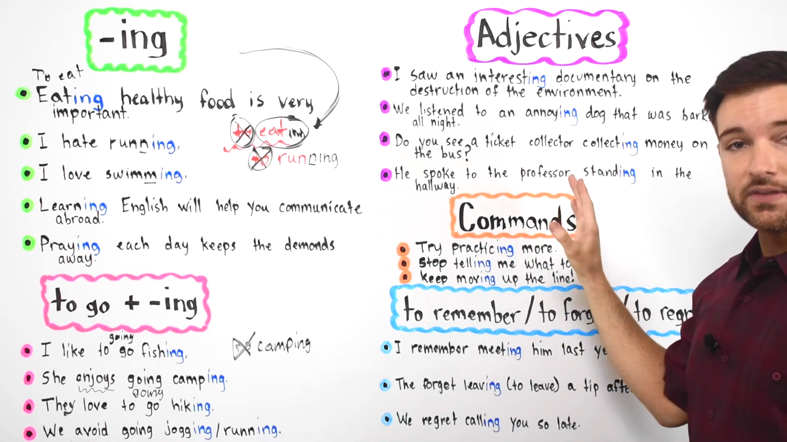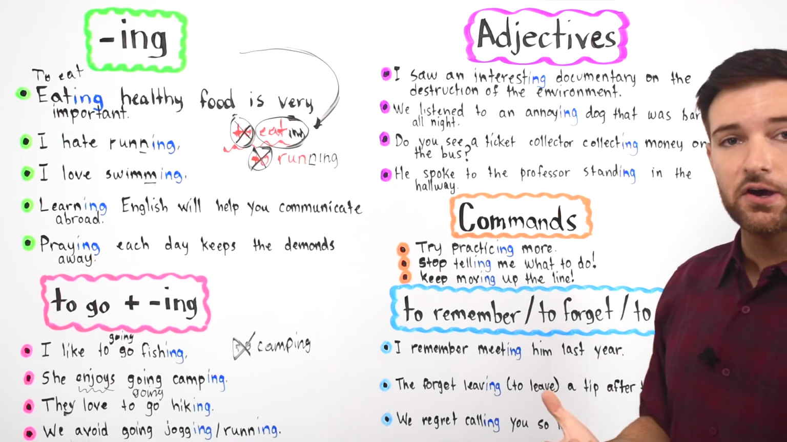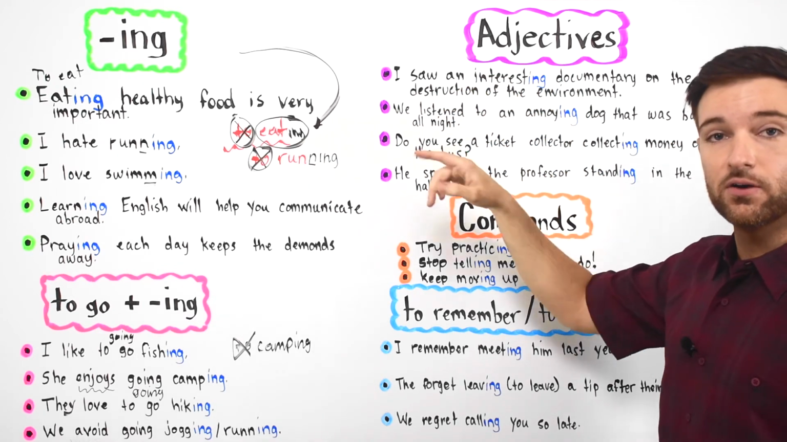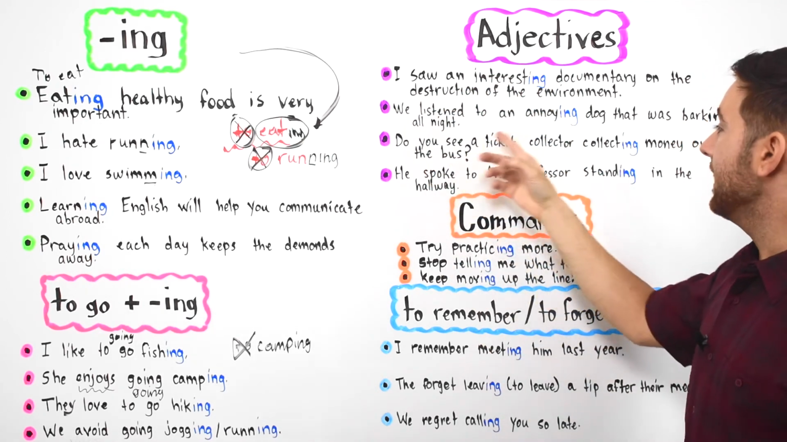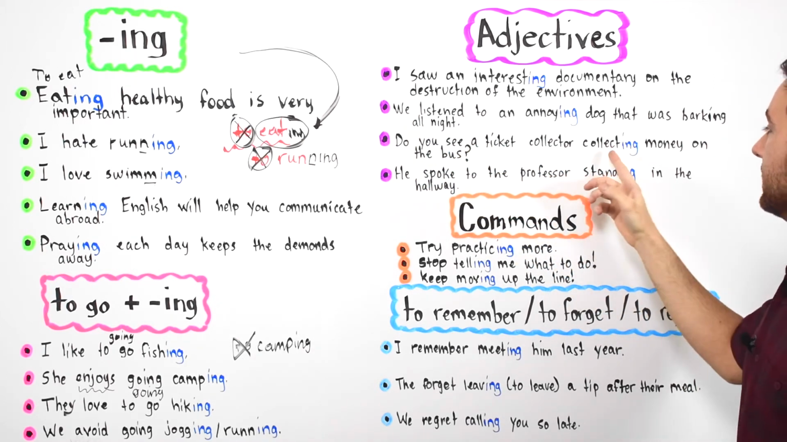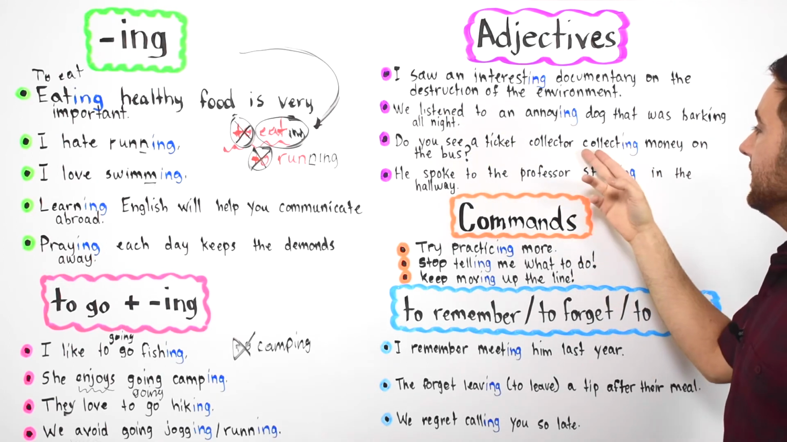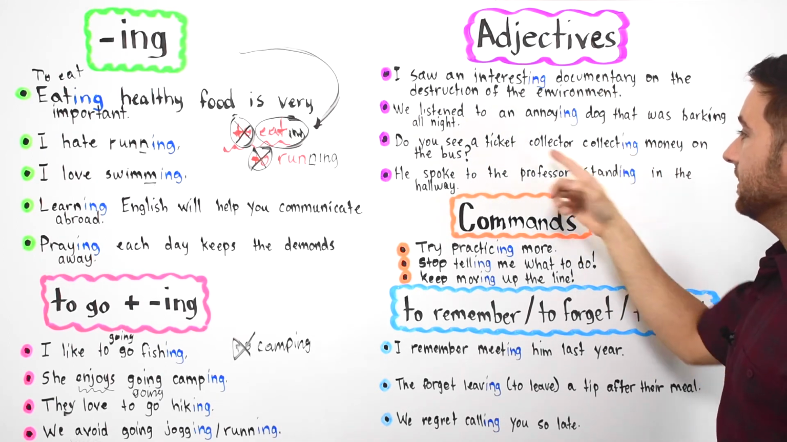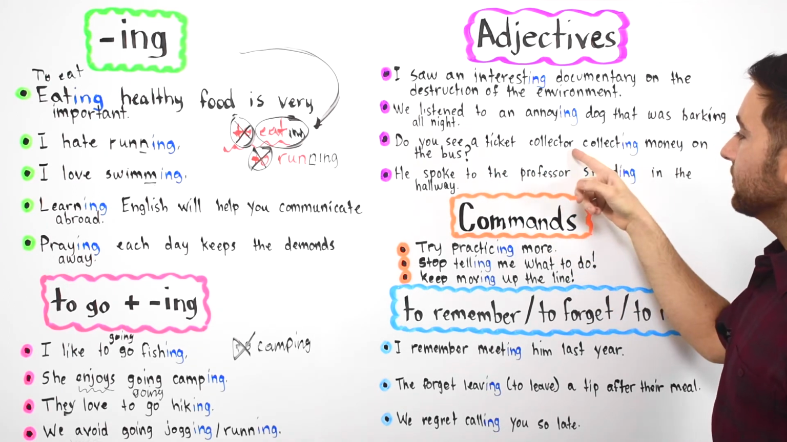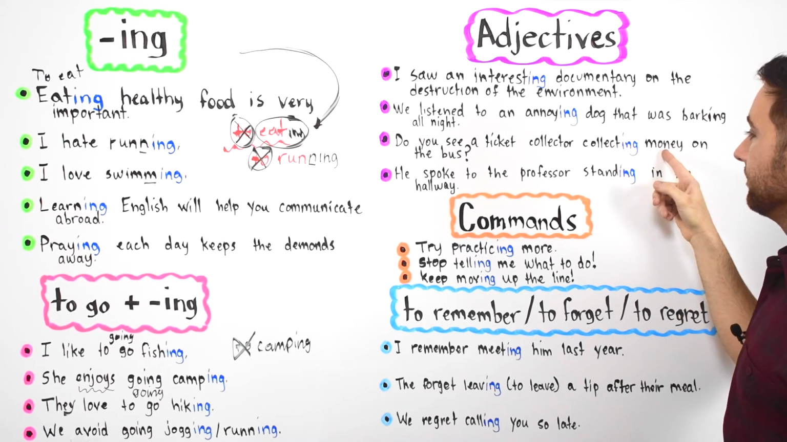Okay, so guys, we were talking a little bit about how the adjectives come before nouns. Well, we're going to see some cases where they come after nouns. So, do you see a ticket collector collecting money on the bus? Collecting with ing is the adjective. Okay? A ticket collector is the noun. So, it describes the action of a ticket collector. What is he doing? Collecting money.